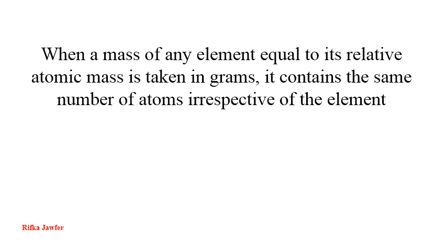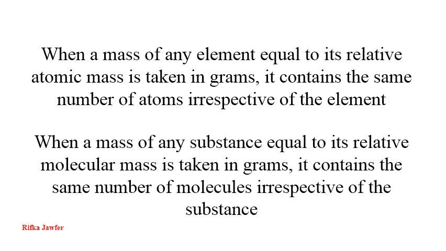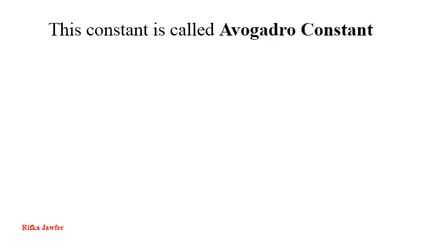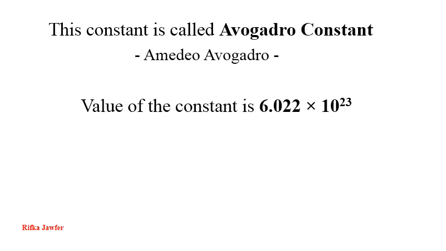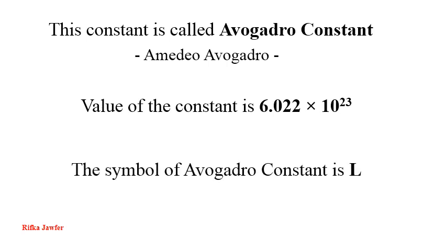So, when a mass of any element equal to its relative atomic mass is taken in grams, it contains the same number of atoms irrespective of the element. When a mass of any substance equal to its relative molecular mass is taken in grams, it contains the same number of molecules irrespective of the substance. This constant is called the Avogadro constant after the great scientist Amedeo Avogadro. Value of the Avogadro constant is 6.022 × 10^23 and it is symbolized by capital L.